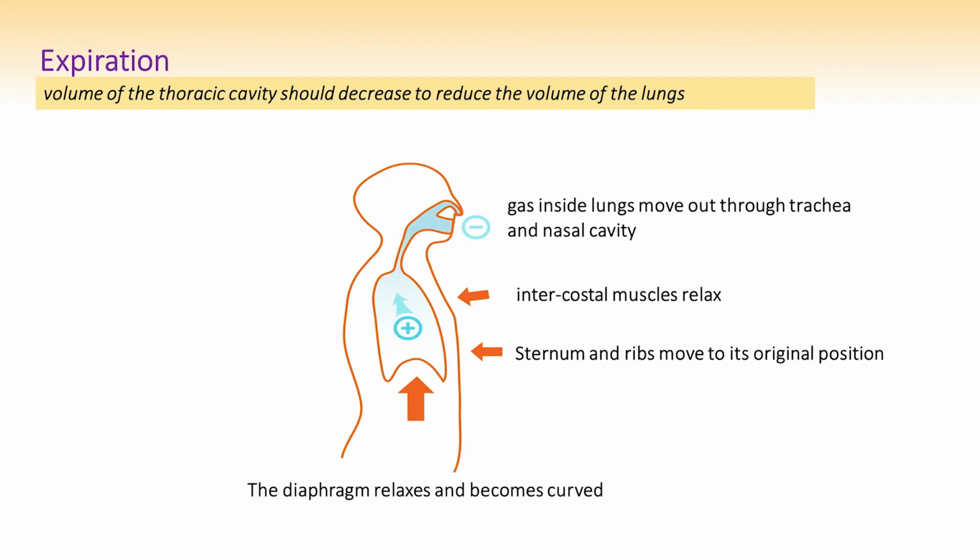The next step of respiration is the expiration. It is where gas inside the lungs moves out of the body through the trachea and then through the nasal cavity. In this process, the intercostal muscles relax and the diaphragm also relaxes, moving back to its curved position. The sternum and the ribs move to their original position. With expiration, the volume of the thoracic cavity and the lungs decreases. This results in an increased pressure inside the lungs compared to the outer environment. This pressure gradient helps the expiration of air from the body towards the outer environment.